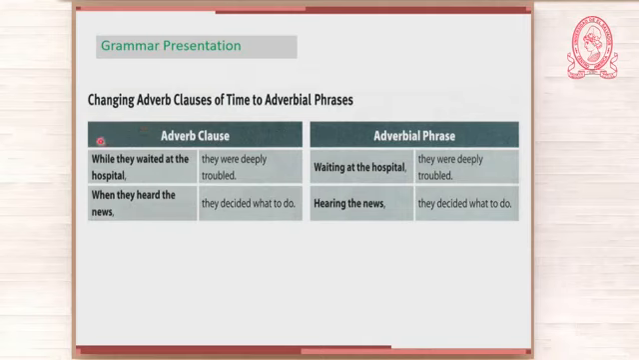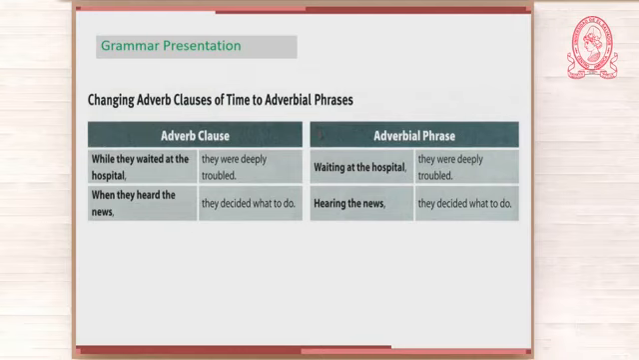It is the introductory word, okay? Something to pay attention to is that it is also possible to omit the introductory word, while and when. So I can say, waiting at the hospital, they were deeply troubled. Were waiting, they, okay? Waiting at the hospital, they were deeply troubled.